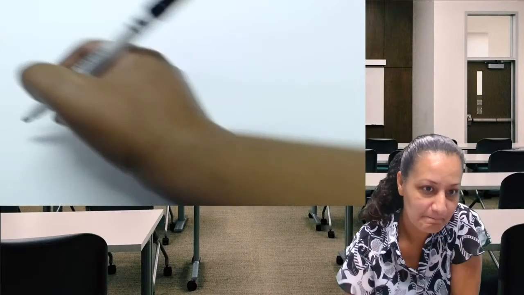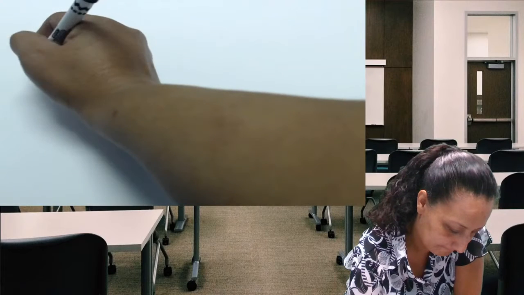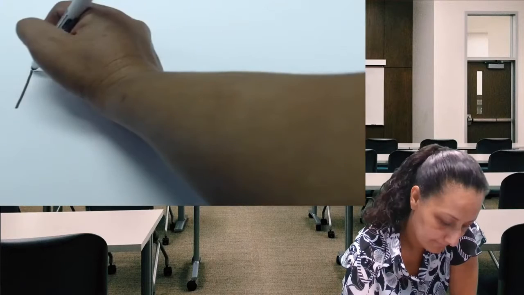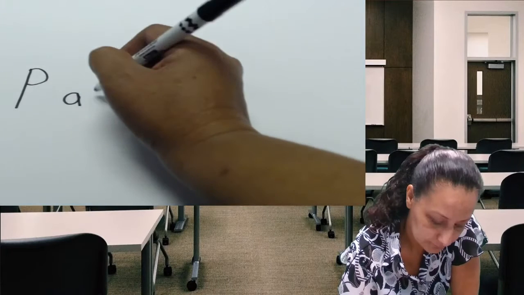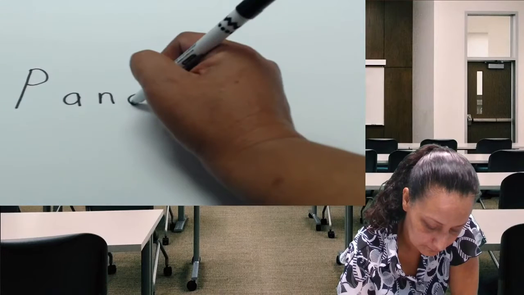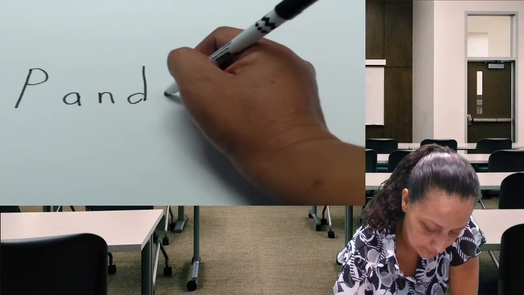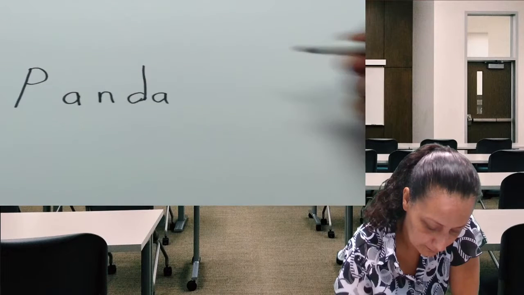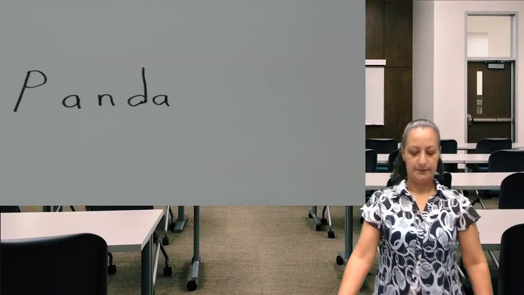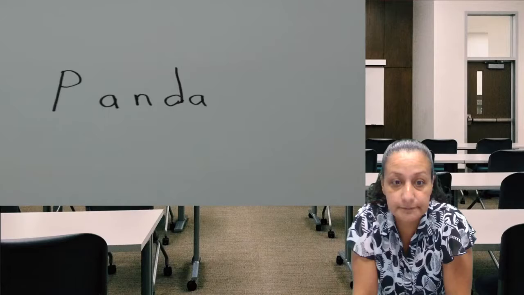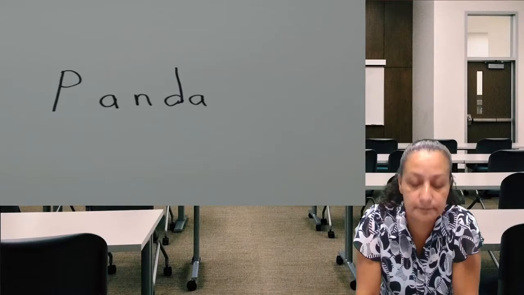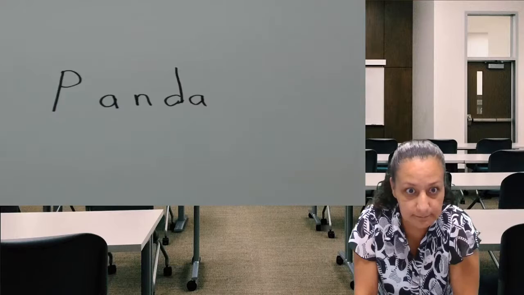Let's start writing the word panda, and Hector is gonna help me. So we're gonna do all the words lowercase. It's gonna be lowercase p, lowercase a, lowercase n, lowercase d, and lowercase a. So all our words are lowercase, and our a's are a little bit different than the normal. We're gonna leave it here for a little second while you guys copy the word panda.